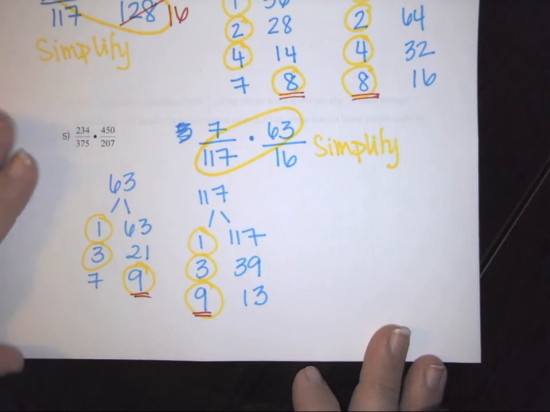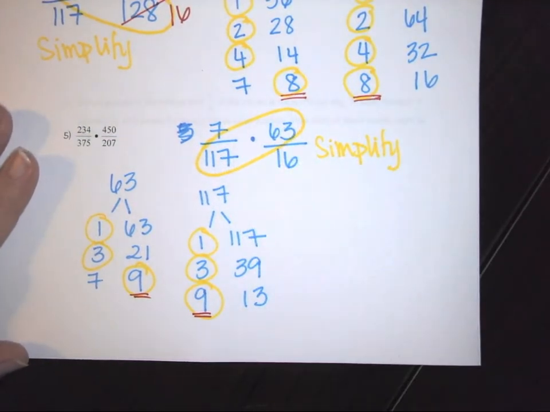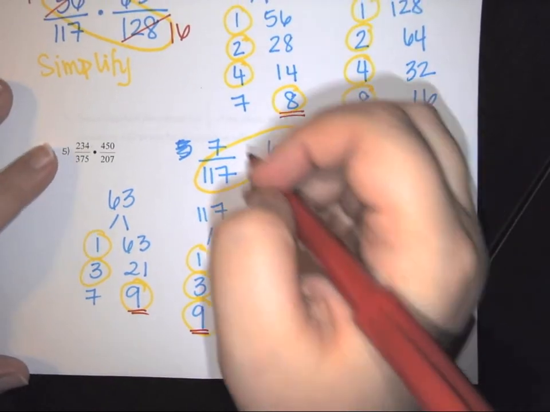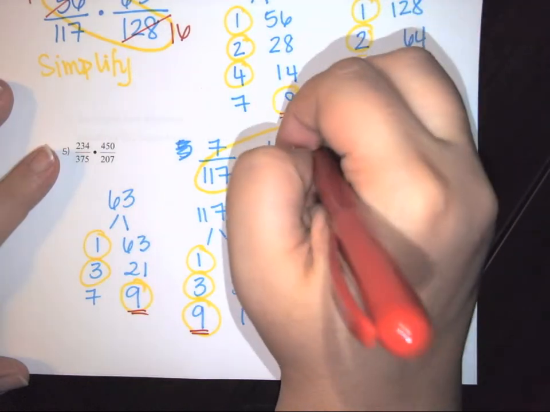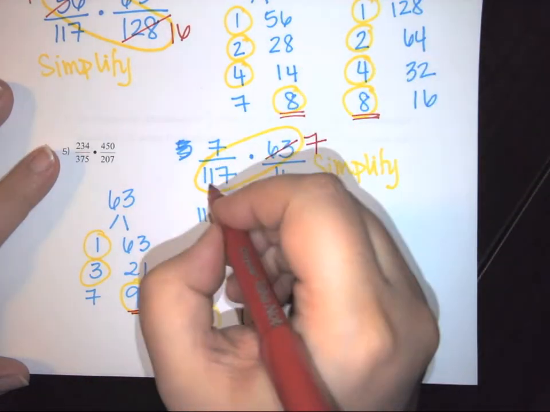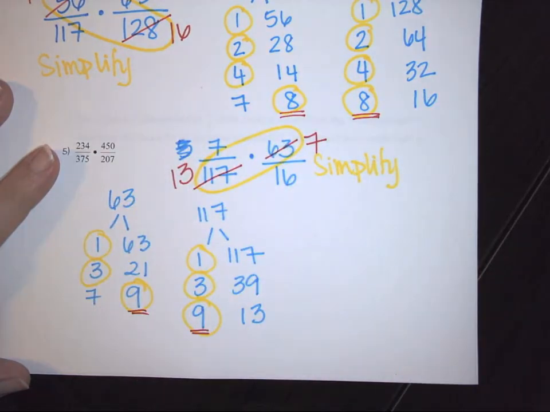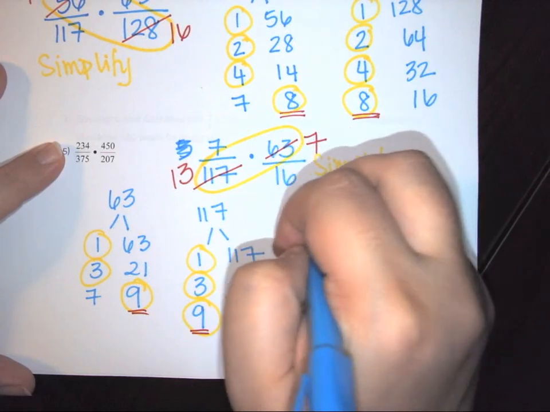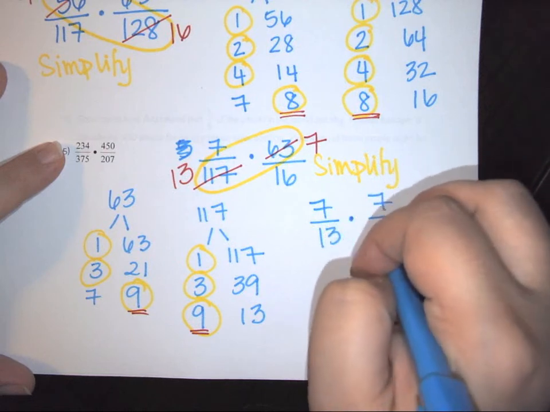And this is where I see a lot of students struggle: we make this assumption and then multiply and get really large numbers and call it a day, when really we could continue to simplify. So here we can see that if I pull a 9 out of 63, I'm left with 7. And if I pull a 9 out of 117, I'm left with 13. Thus, making my fractions 7 over 13 times 7 over 16.